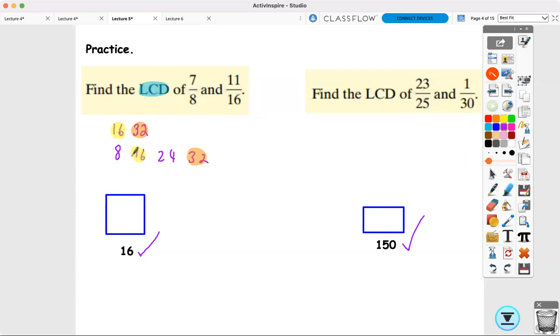And least, which one's least or less than the other one? This one is 16. So therefore, this is the LCD. 32 is a common denominator, but it's not the lowest one. It's not the least one. That's why 16 takes the cake for this one. What questions do we have so far? Does anyone have any questions or need me to do the second practice problem? Are we okay, guys?